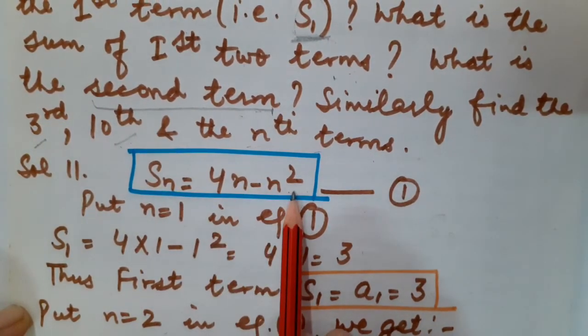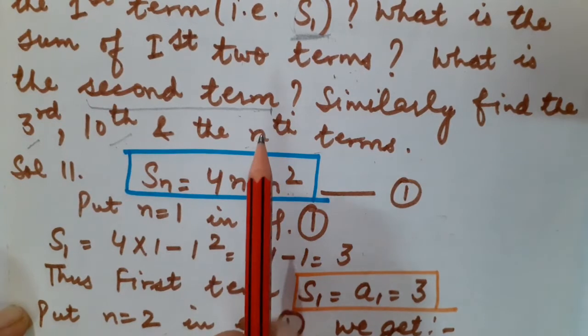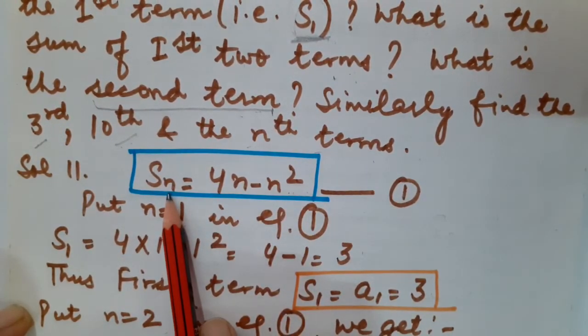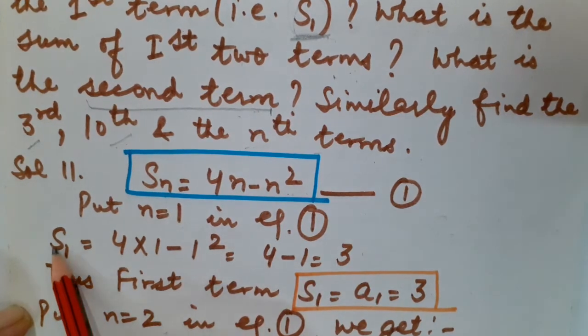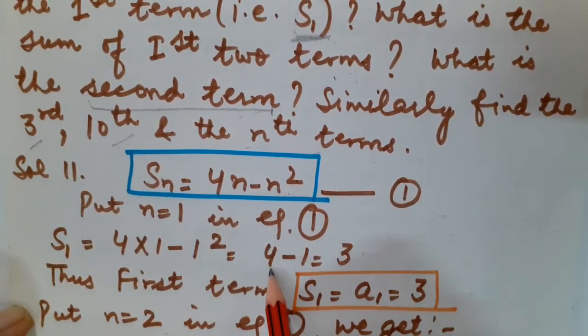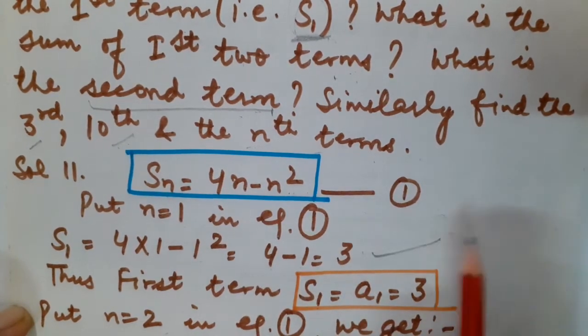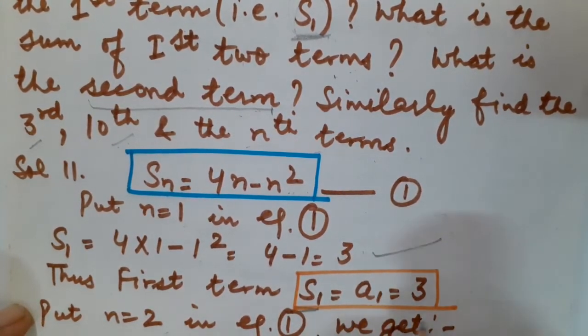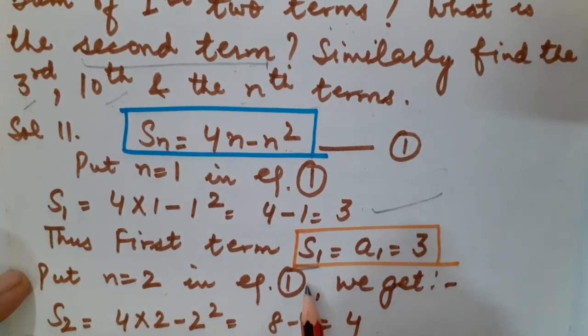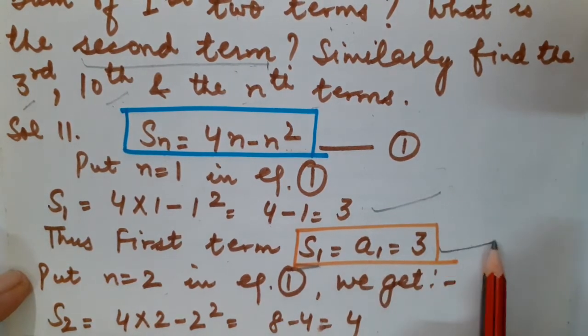minus n square. As said in the question, I have to calculate S1. So wherever I am finding n, I am just going to put 1 over there. It would become S1 is equal to 4 into 1 minus 1 square, that is 4 minus 1 is equal to 3. Children, you know for addition we require at least two terms. We basically cannot calculate the sum of one term only. So the first term, S1 is equal to A1 is equal to 3.